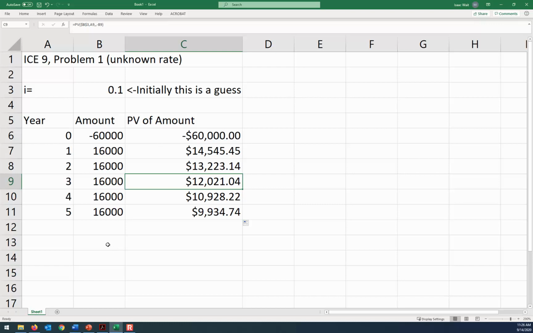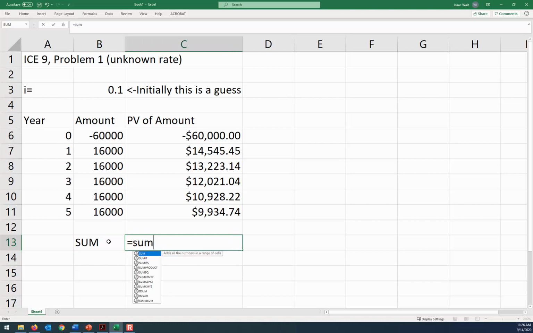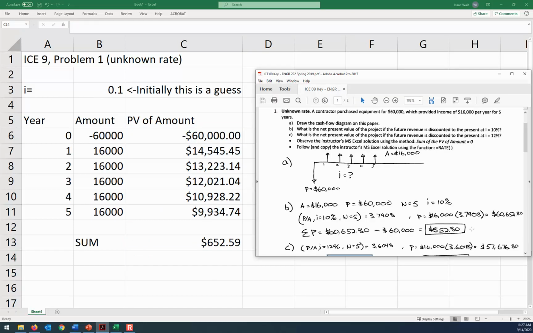All right, so the last thing I'm going to do here is I'm going to sum. I'll use the equals sum formula and just highlight all of these amounts. And we get 652.59. And if we go back to here, 652 was our answer. Now, we got into 80 cents. This is saying 59 cents. And the reason why is that we use the factor table. And the factor table isn't going to allow us to be accurate to the nearest penny in the same way that the built-in equations in Excel or the equation method will.